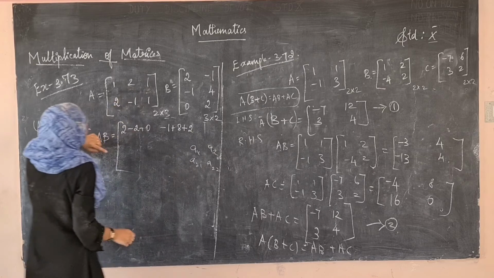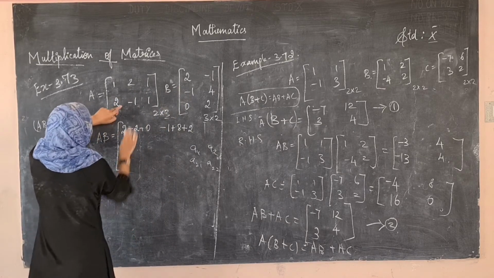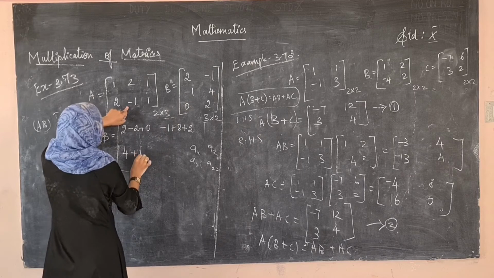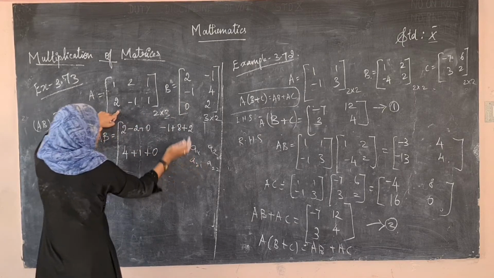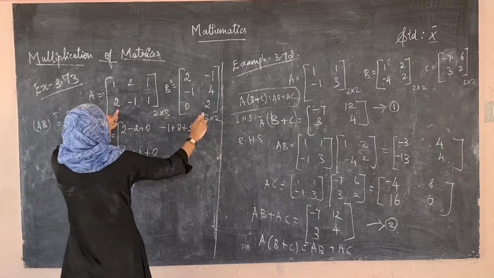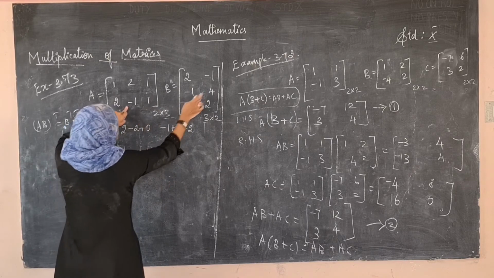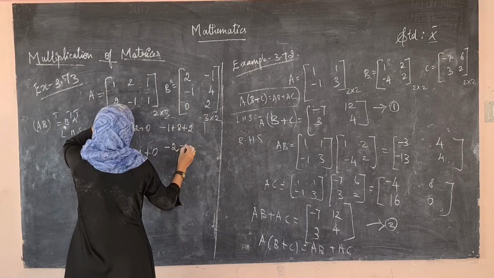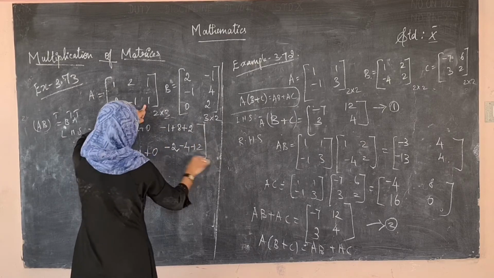Okay, and again A21, second row and first column. 2 into 2 is 4. Minus 1 into minus 1 is plus 1. 1 into 0 is 0. And again A22. A22 is second row and second column. This second row and second column. 2 into minus 1 is minus 2. Minus 1 into plus 4 is minus 4. 1 into 2 is plus 2.